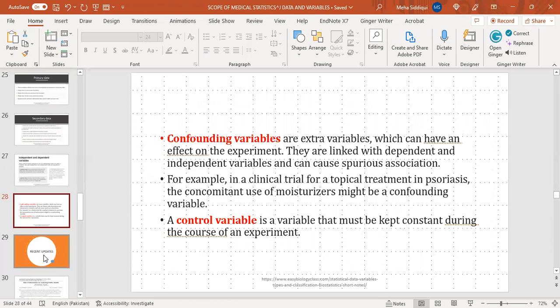These are other types, like confounding variables. These are extra variables which can have an effect on the experiment. They are linked with dependent and independent variables and can cause spurious association. For example, in a clinical trial for topical treatment of psoriasis, the concomitant use of moisturizers might be a confounding variable. A control variable is a variable that must be kept constant during the course of an experiment.